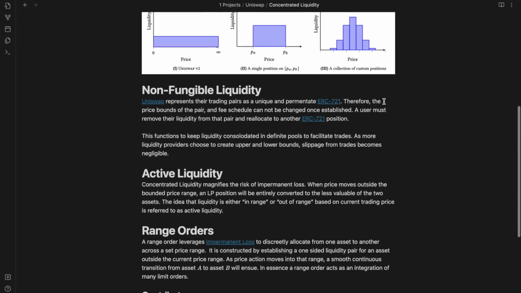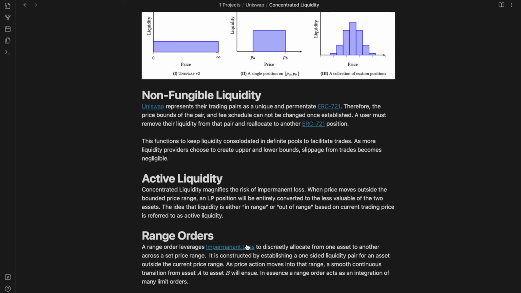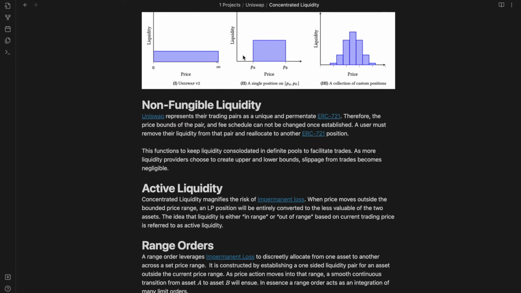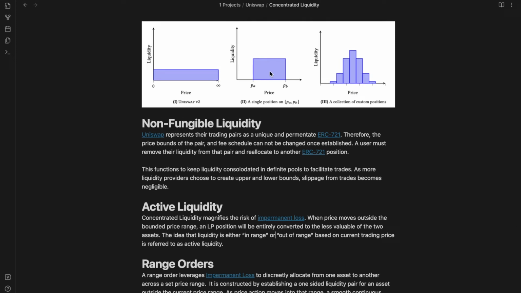So we have this other property down here called active liquidity. Now, we talked about that idea of impermanent loss right here. Uniswap v3 leverages that property. It's actually magnified more. The risk of impermanent loss is actually increased for Uniswap v3. So when the price moves outside this bounded region over here, you are going to be entirely converted to one asset or the other, the less valuable asset, if price moves in either direction.